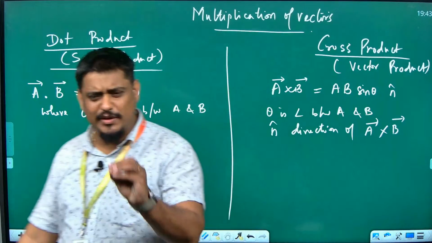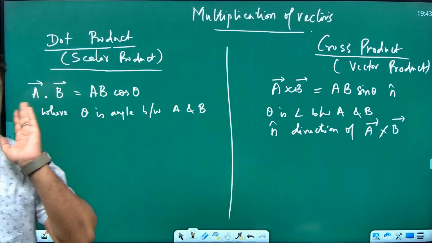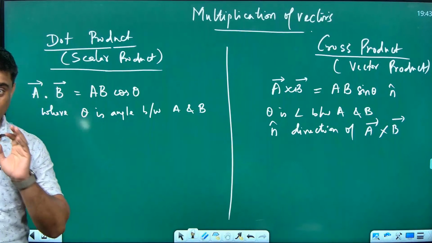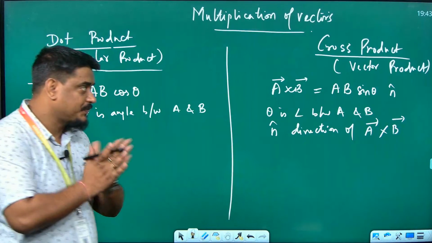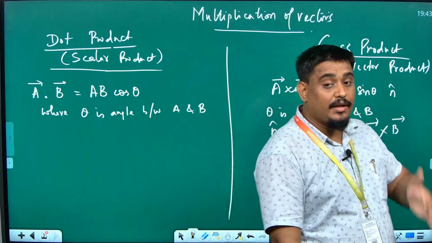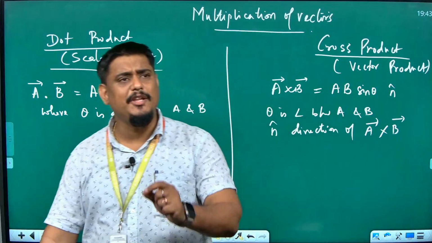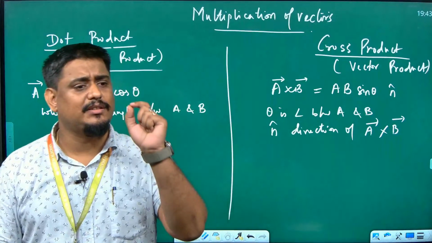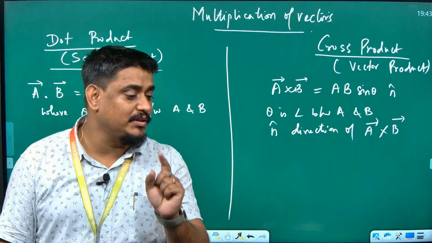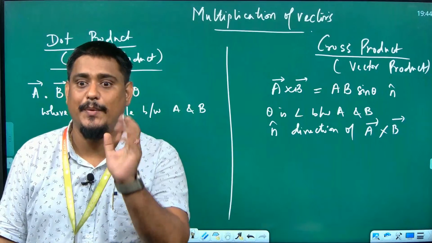I will explain this to you in detail. Please be in the class and listen very carefully to what I am telling now. I told you about unit vectors like i, j and k. What is the meaning of unit vectors? Unit vectors are those whose magnitude is 1. That is why it is called a unit vector.